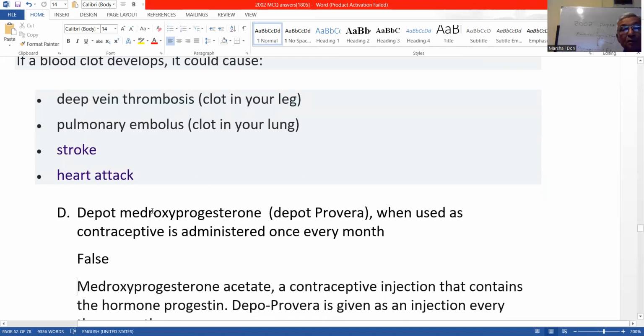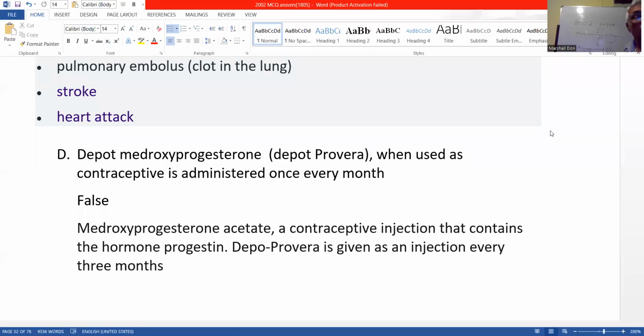Depomedroxyprogesterone, Depo-Provera, is used once in 3 months, not every month. Answer is false.